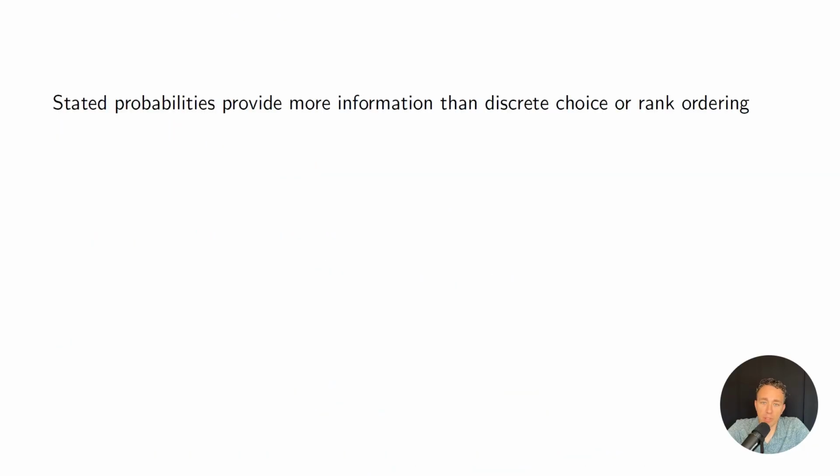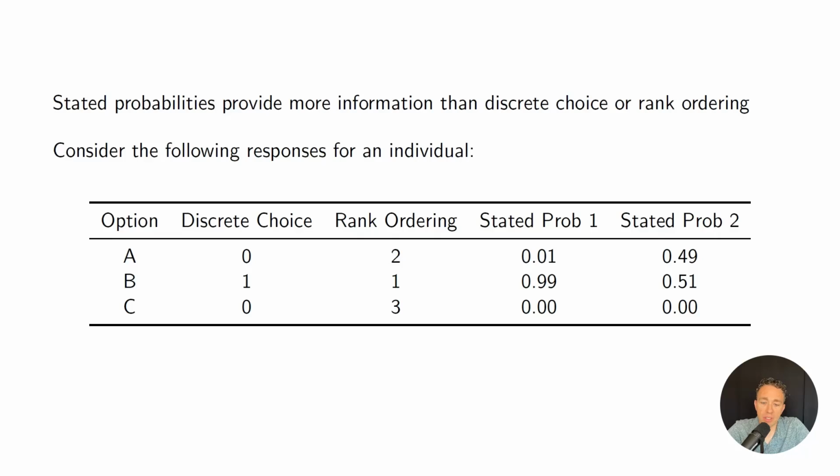Now I wanted to talk a little bit about how these stated probabilities provide more information than a straight discrete choice or rank ordering. Let's consider the following set of responses that could all be consistent with one another. Suppose that if it was a discrete choice, the respondent would choose option B. If it was rank ordering, they would rank B the highest, then A and then C. And then we could think of two different versions of the stated choice probability. One where B is chosen 99% of the time, A 1% of the time, and C never. Or one where B and A are nearly indifferent, and C is never chosen.